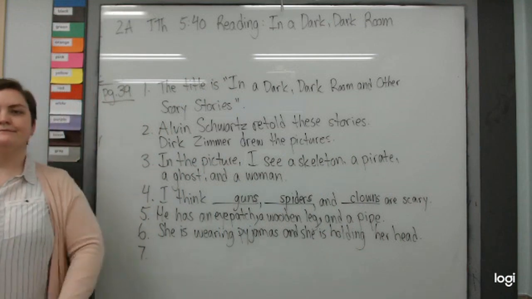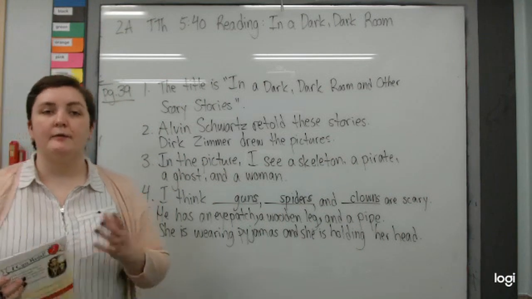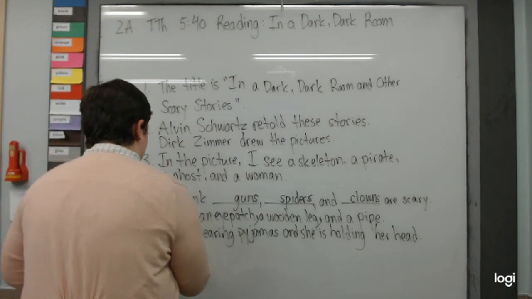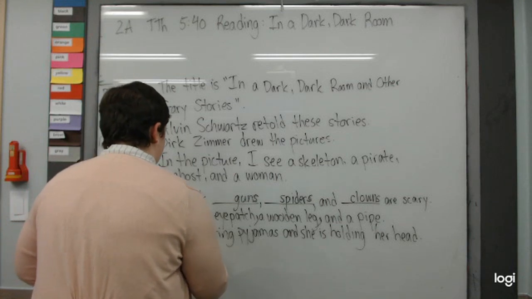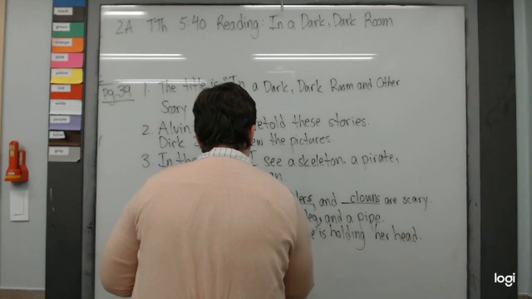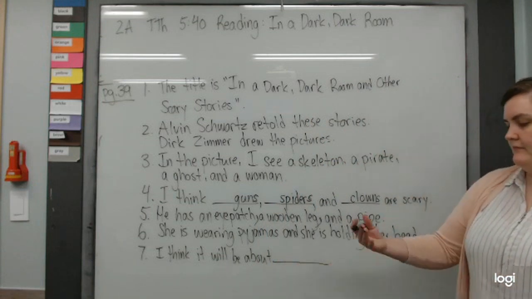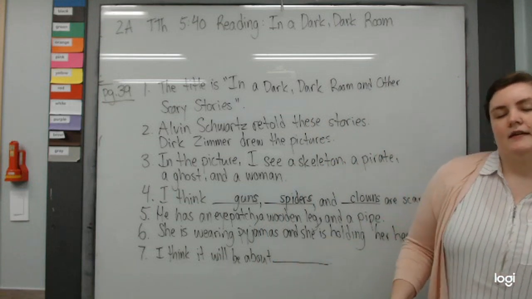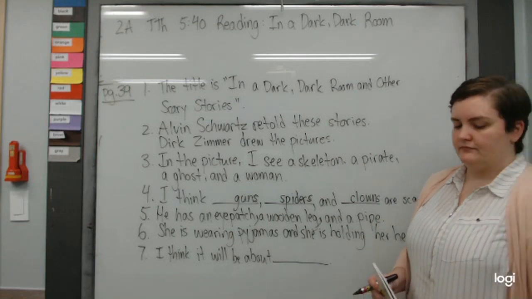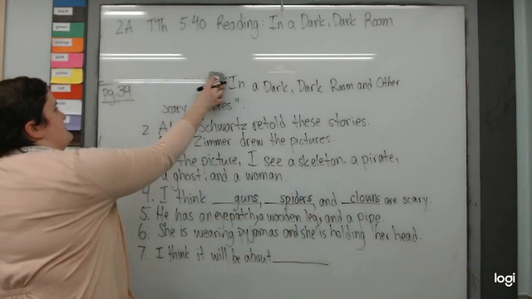Okay, number 7. What do you think the book will be about? So this one, you can write what you think. You can say, I think it will be about something. What do you think the book will be about? Then last, I'm going to erase number 1.